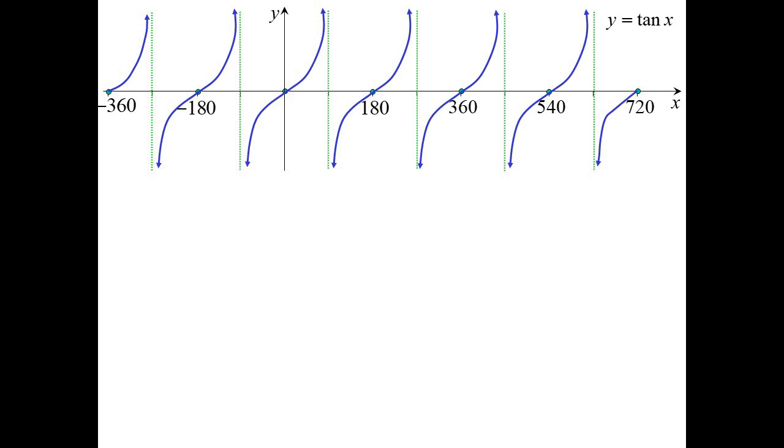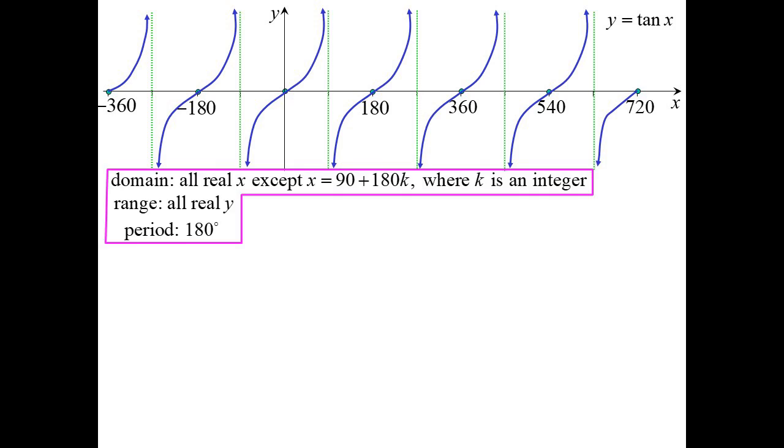There's our tan curve. The domain, a little bit harder to write for this one. Yeah, it's all real x, except for all of these asymptotes. So what was a quick way of writing that? I said, well, I know the first asymptote was at 90, and then every 180 degrees there's another one. So I said plus 180k, where k is just some integer. Any multiple of that, we'll find another asymptote. Range is a little bit easier to write. It's just all real y. There are no breaks that way.